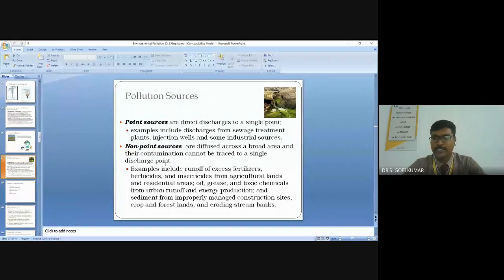For example, we can say spilling of fertilizers in agricultural land, spilling of oil and grease, and spilling of paints in construction sites. So these are the examples of non-point sources. We cannot predict those sources. It may happen based on a change in our conditions.